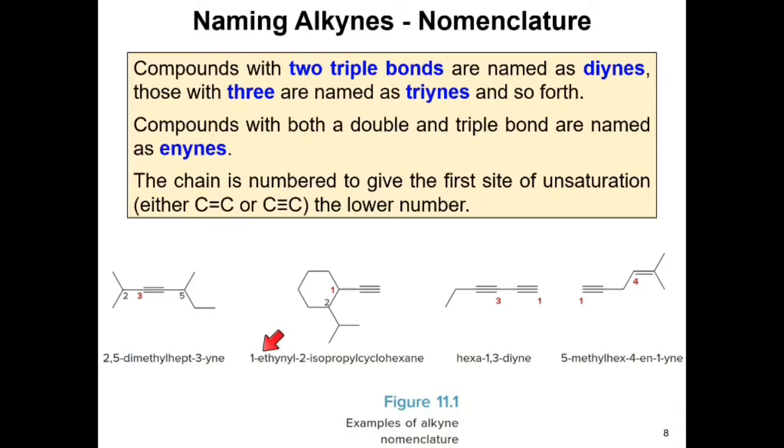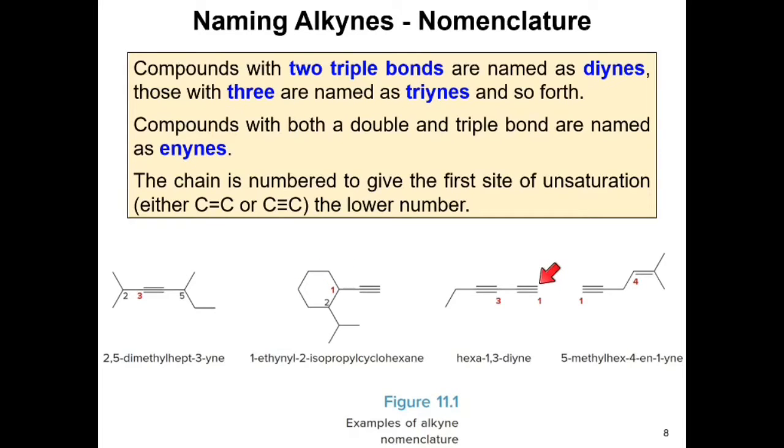And for the second one here, we have 1-ethanyl 2-isopropyl cyclohexane. And so since we have a cyclic ring, we're going to name this as a cyclohexane. And this group right here, this substituent, is known as ethanyl because it contains 2 carbon atoms and they are triple bonded. So this is called an ethanyl group. And this one right here is an isopropyl group. And so we want the triple bond to have the lower number. So it's bonded to this carbon atom labeled 1. And so we have 1-ethanyl 2-isopropyl cyclohexane.